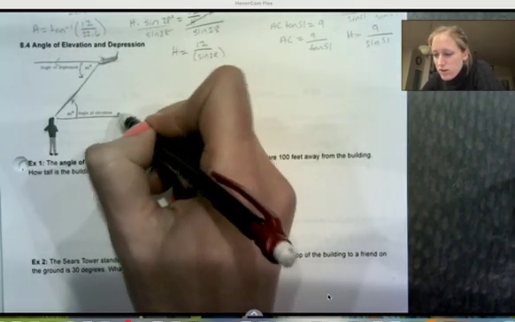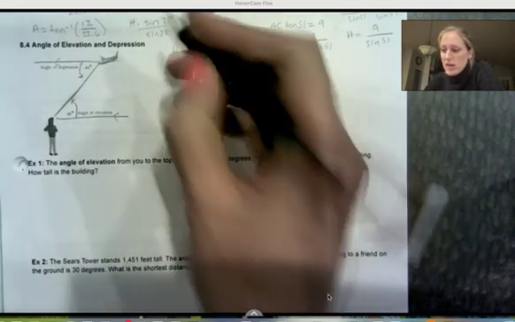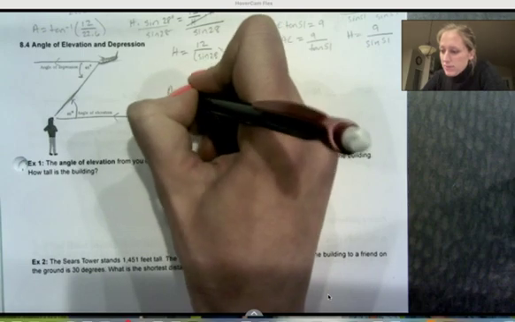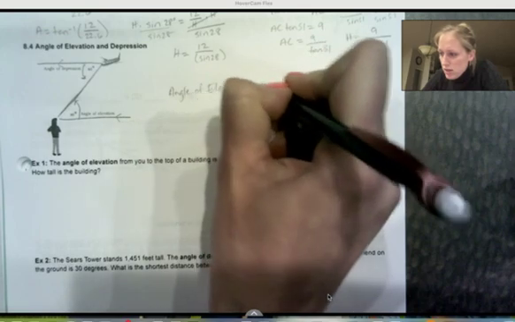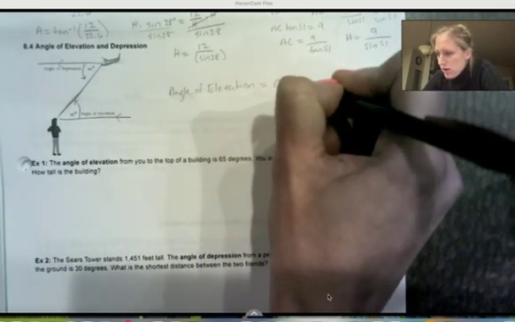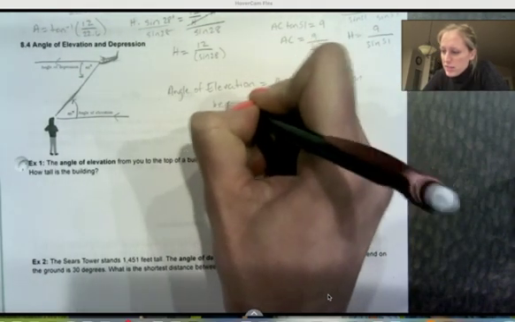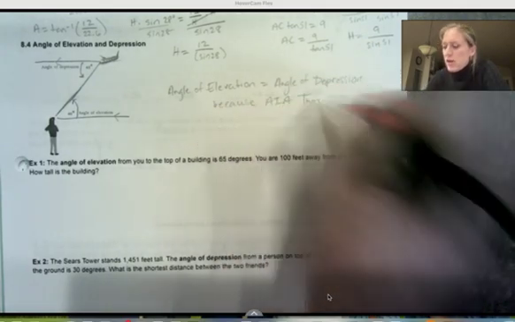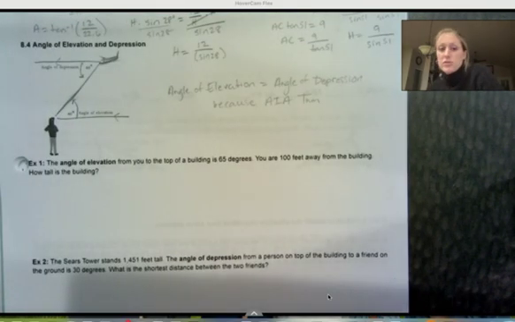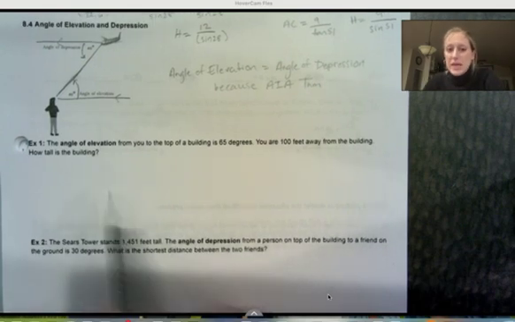Now you might notice these, if they're both horizontal, are parallel. So these are always congruent because they're alternate interior angles. So angle of elevation equals angle of depression because of the alternate interior angles theorem. Okay, so all of these problems today that are modeling problems, you're going to set up a right triangle that depicts what's going on.